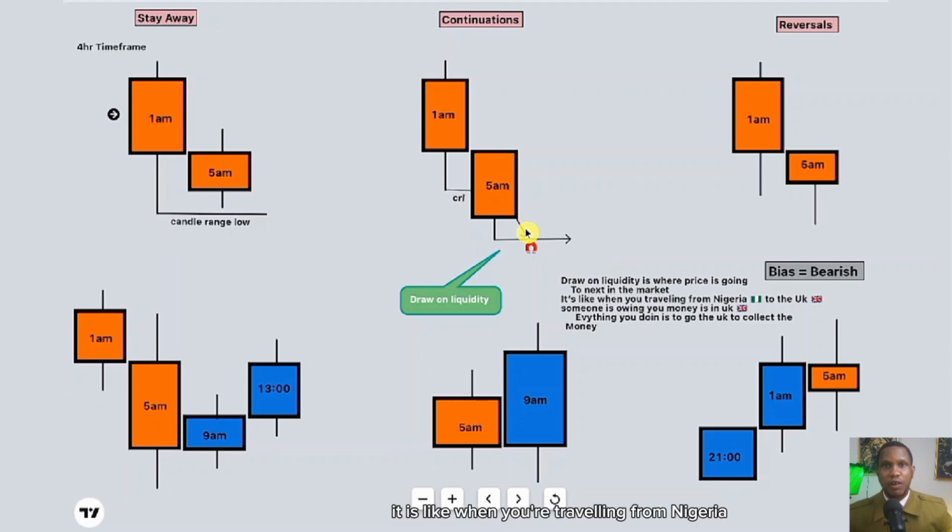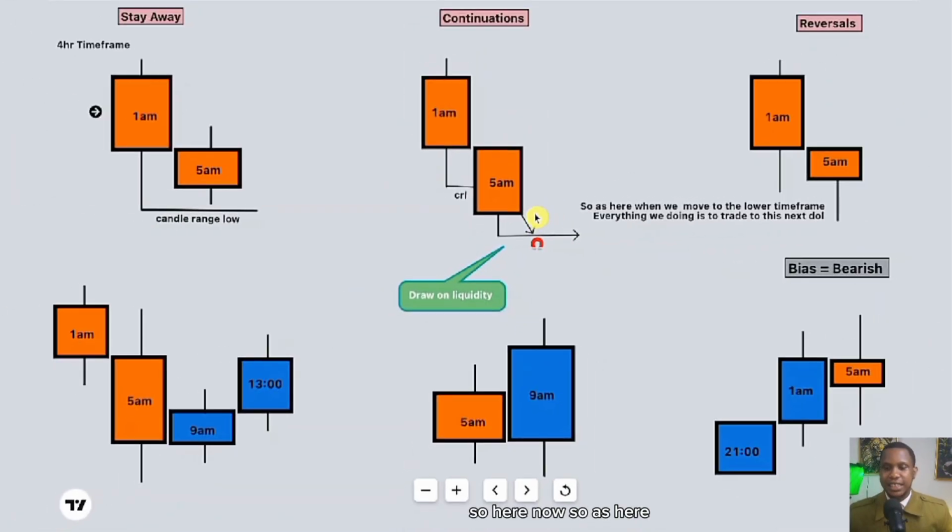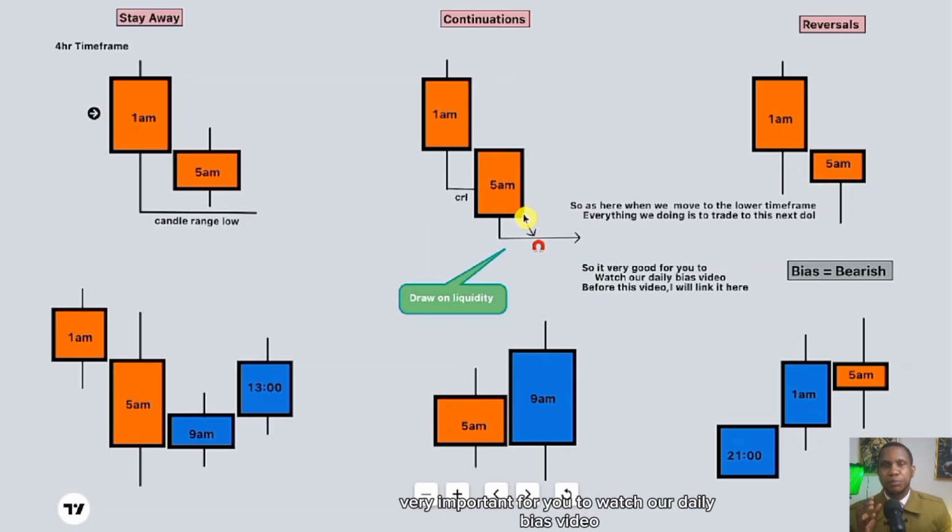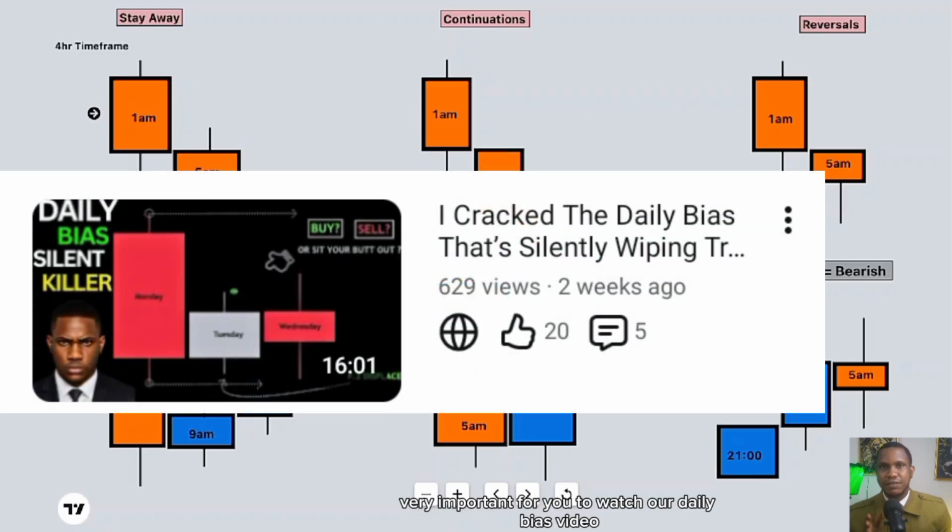It is like when you're traveling from Nigeria to the UK. Let's say someone is owing you money in the UK. So everything you're doing is you're pushing towards heading to the UK so that you can go and collect your money. So here, anything that we are doing from the lower time frame is to trade towards this draw on liquidity. It is very, very important for you to watch our daily bias video before this video. It will help you understand this video properly. I will link it right here.